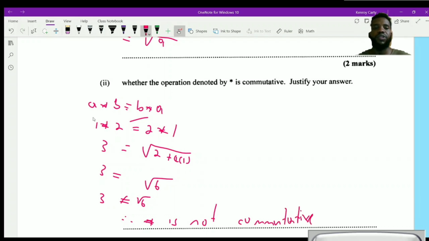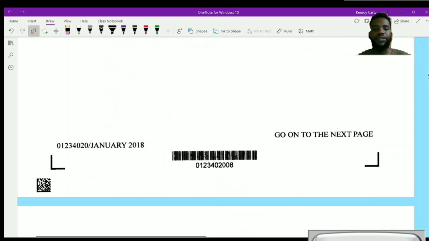So when you turn it around, you don't get the same answer. So it's definitely not commutative. We can all agree on that. Alright, let's go down.